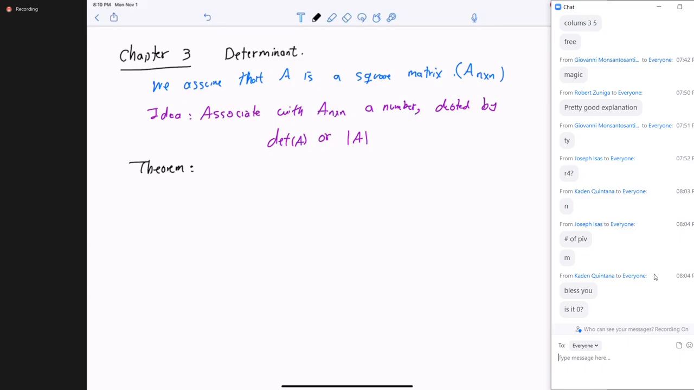So an n times n matrix A is invertible if and only if the determinant of A is non-zero, right? This is the most important thing that we have from the determinant. I'm not going to prove it, but it's a fact.